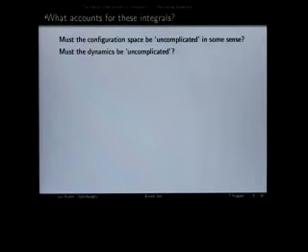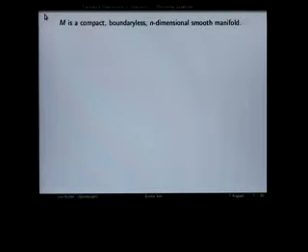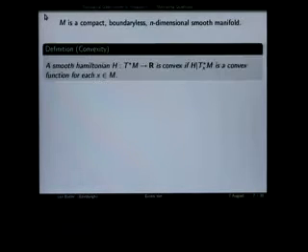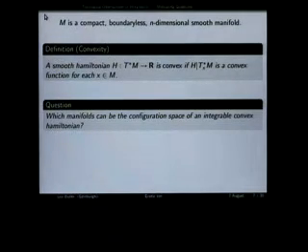Okay, so these are sort of two guiding questions that have informed research in this area. So to make things a little bit more precise, we will take M as a closed n-dimensional smooth manifold. It's our configuration space for the mechanical system in question. And we'll say that our Hamiltonian is convex if fiber-wise it's a convex function on the cotangent bundle. So there's the more precise question. The question is which manifolds can be the configuration space of such an integrable convex Hamiltonian.